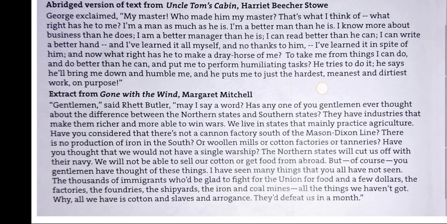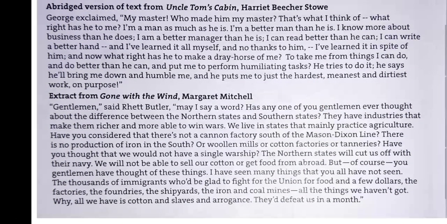"Gentlemen," said Rhett Butler, "may I say a word? Has anyone of you gentlemen ever thought about the differences between the northern states and the southern states? They have industries that make them richer and more able to win wars. We live in states that mainly practice agriculture. Have you considered that there is no cannon factory south of the Mason-Dixon line?"